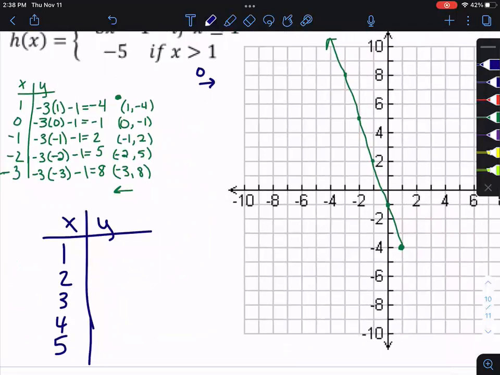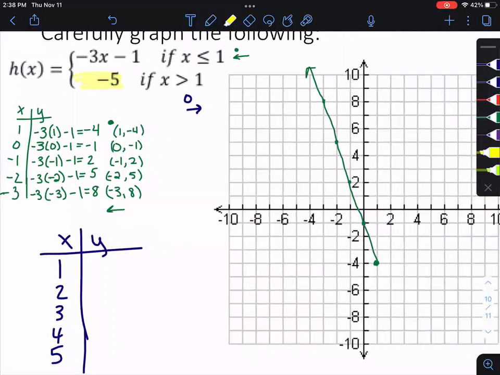However, when we go to plug these values in, there's nowhere to plug an x value in here. All we have is negative 5 for any x value that's greater than 1. What that means is the entire set of y values are all going to be negative 5. So here we just have ordered pairs (1, negative 5), (2, negative 5), (3, negative 5), (4, negative 5), and (5, negative 5) to graph.